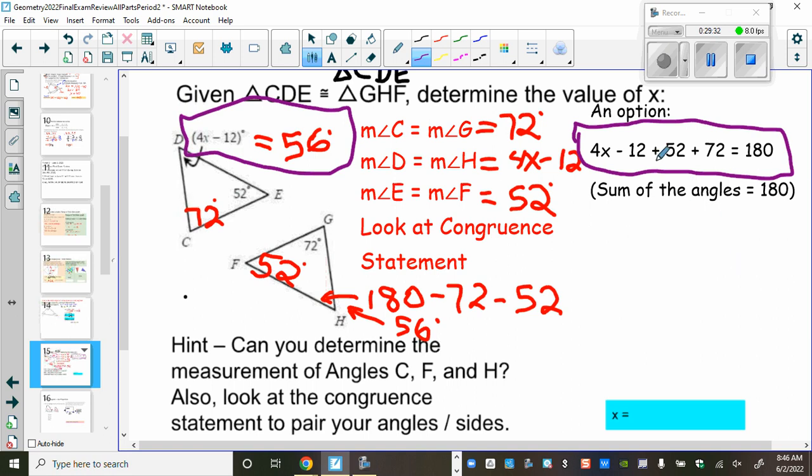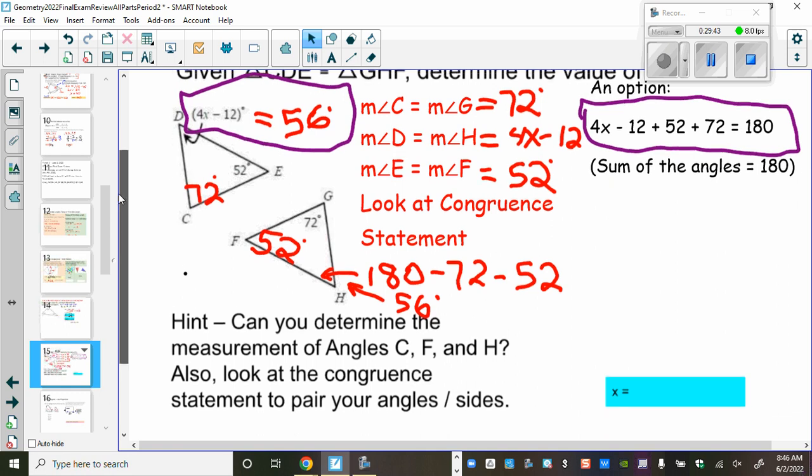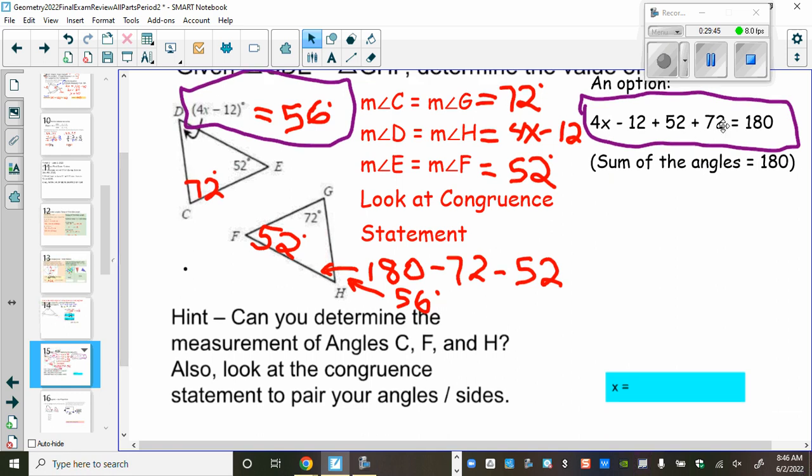All right, here we go. Now, did anybody try to find the value of x? Either using 4x minus 12, or 4x minus 12 plus 52 plus 72 equals 180. You get the same x value either way. Anybody get a value of x yet? I heard a 17. All right. It will be 17.